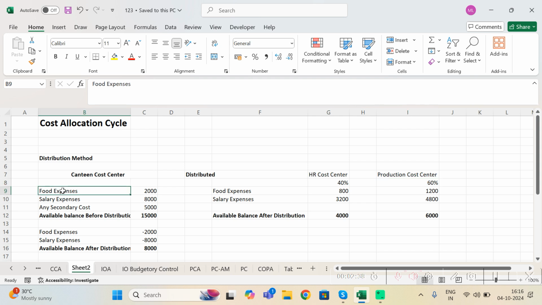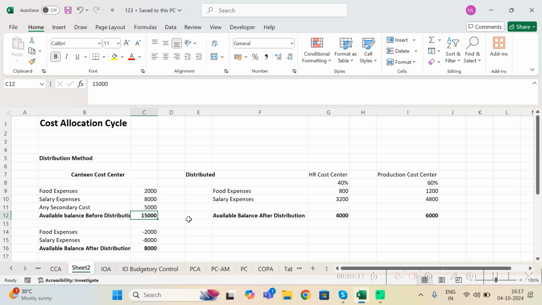So let's say that in the canteen, these are the expenses booked. One, food expenses 2000. Then salary for the staff who are working in the canteen, salary expenses 8000. And there is some cost allocation from another cost center, which came into the canteen cost center as a secondary cost element, that is 5000. So the total balance available in this cost center is 15,000.